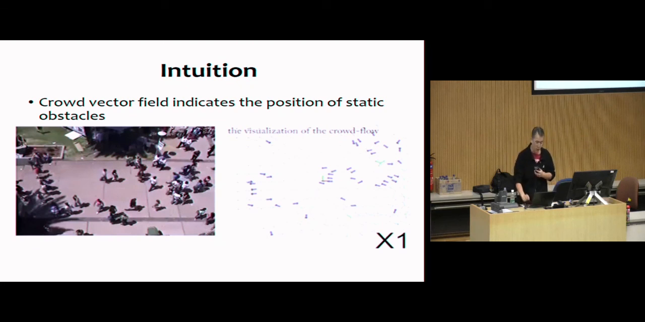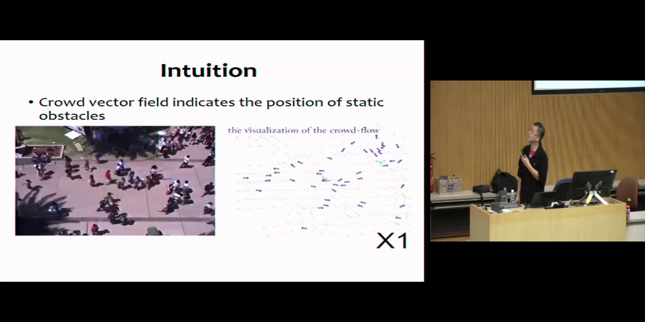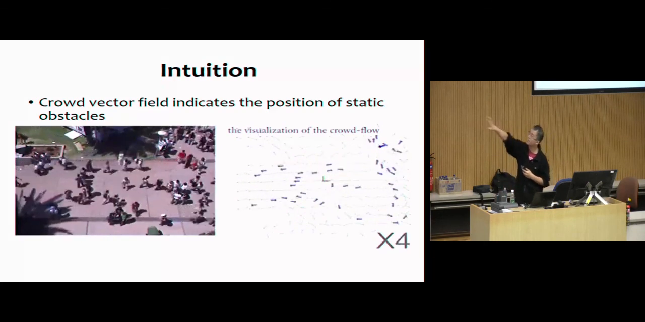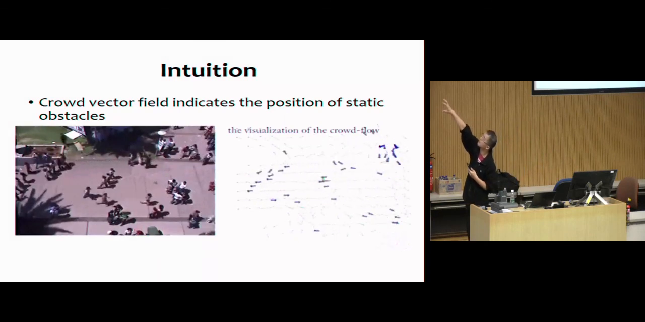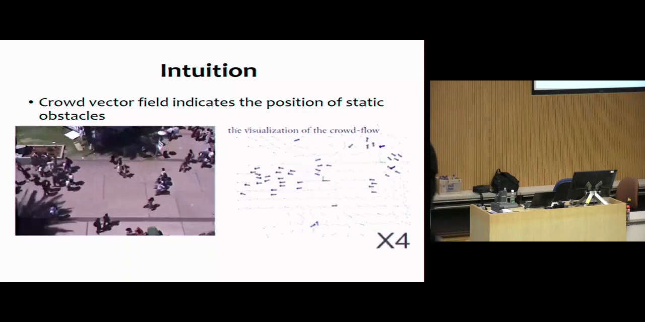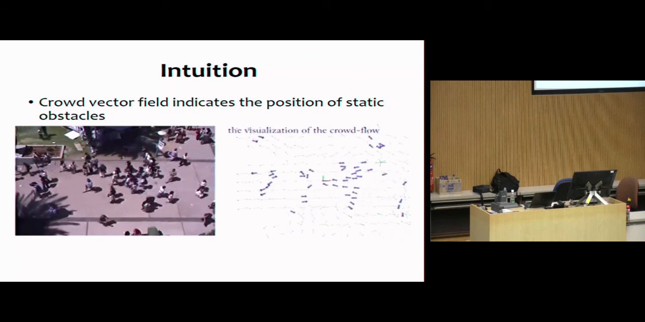From this video, we can see that the crowd vector field actually indicates the position of the static obstacles. Given a video, we can reconstruct the vector field for the entire scenario. For example, in the middle here, the human is just moving forward, which means that this is a road. And this vector field has a boundary, which indicates the places that humans would prefer not to walk on. So this is a boundary for some obstacles in the scenario.